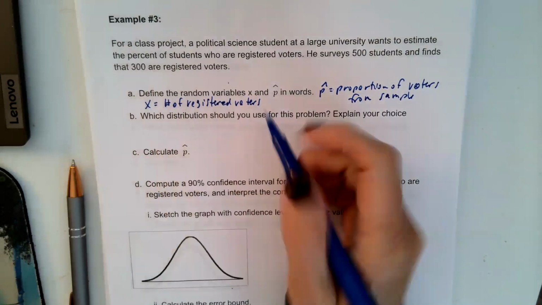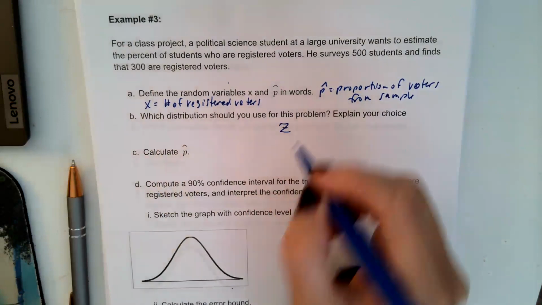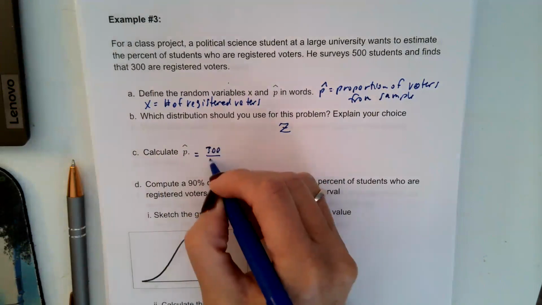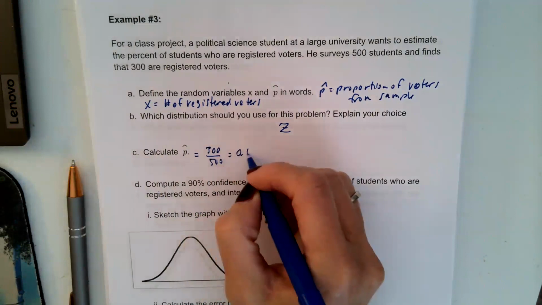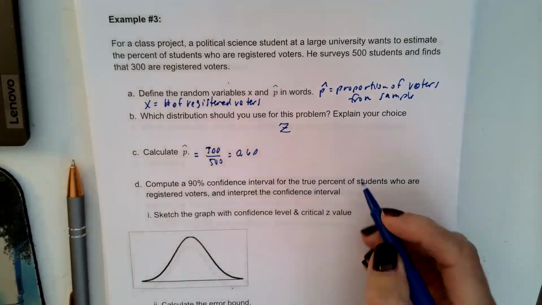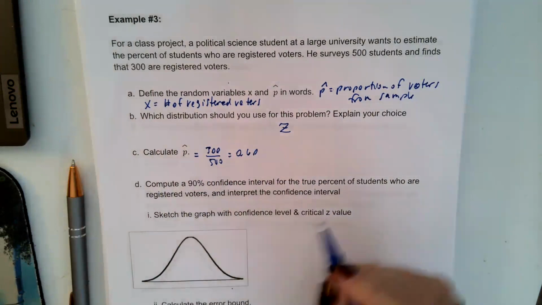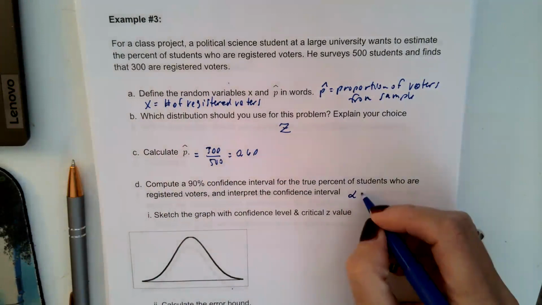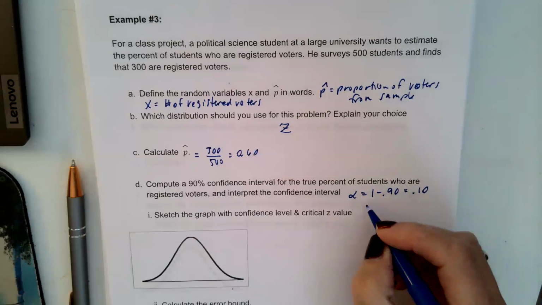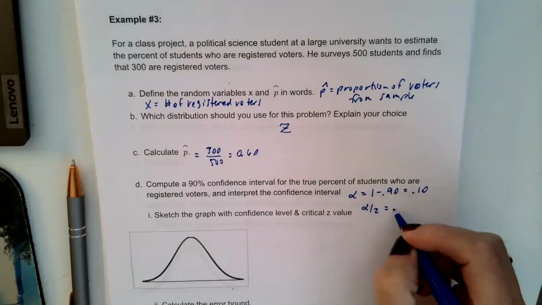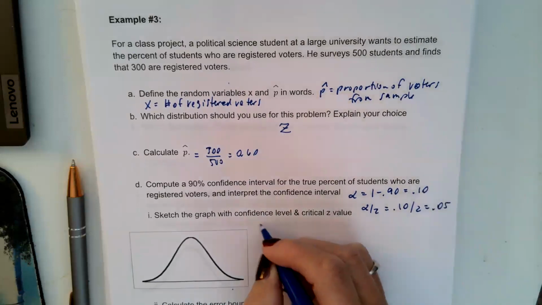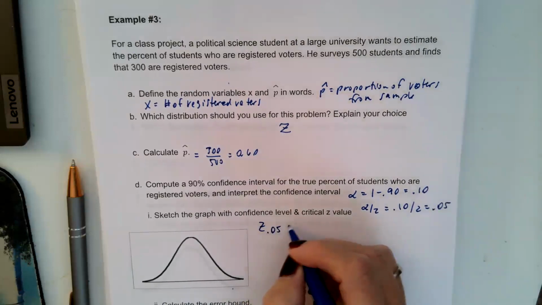What distribution do we use? Again, we use the Z, and our P hat is equal to 300 out of 500, which is 0.6. Compute a 90% confidence interval for the true percent of students who are registered voters and interpret the confidence interval. So that means alpha is 1 minus 0.90 or 0.10. And alpha divided by 2 is 0.10 divided by 2 or 0.05. So we need a critical Z of 0.05.